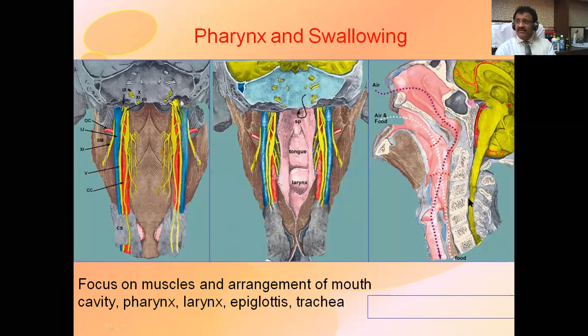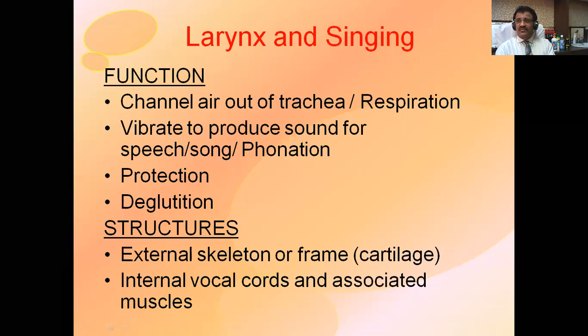Now this is an important part, and this is a takeaway for today because questions are mostly asked on the larynx. 10 मार्काचा प्रश्न पडतो. Larynx and singing. I am using this word singing. You can use talking, no problem. Or you can also say larynx and phonation. Phonation is to produce voice. That is why it is called the voice box. It channels air out of the trachea in respiration. It vibrates to produce sound for speech, song, or phonation. Plus, it helps in protection and deglutition. These are the functions of the larynx.